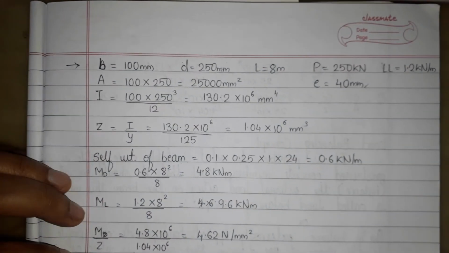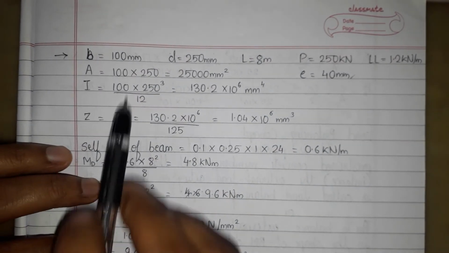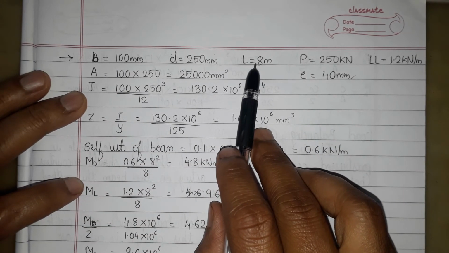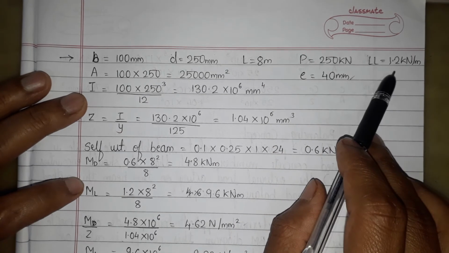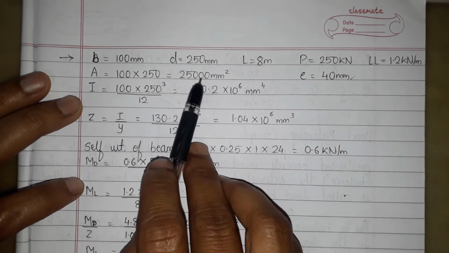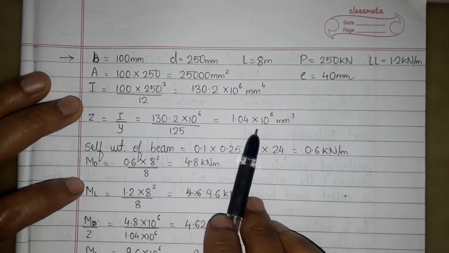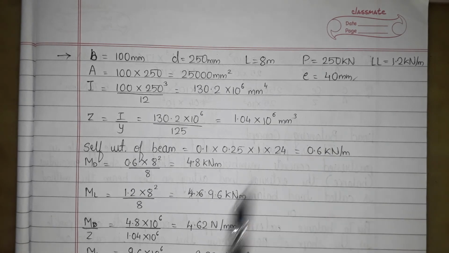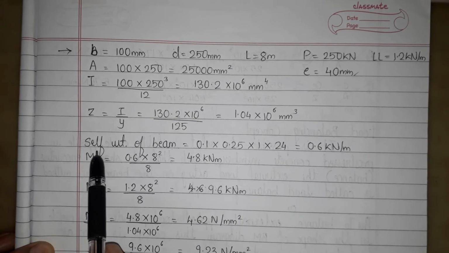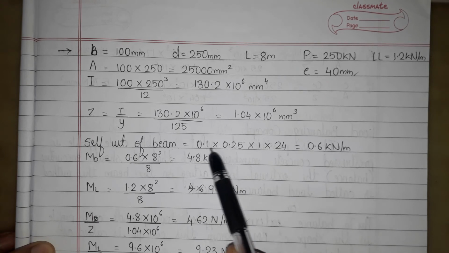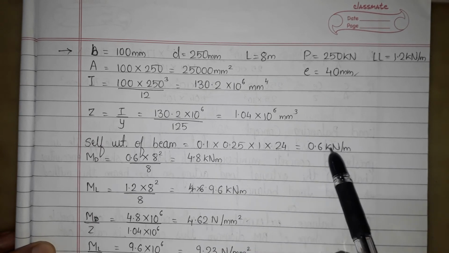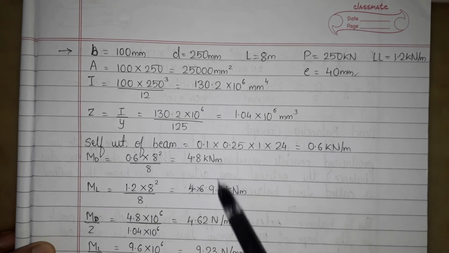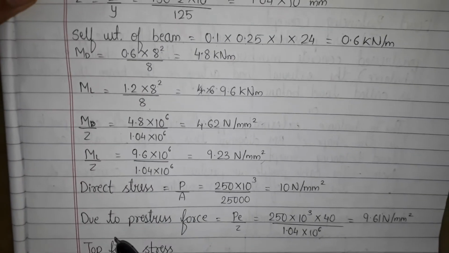So just look here at the given data, which is very important. B is 100 mm, D is 250 mm, L is 8 meter, P is given as 250 kN, live load is given. Then the area, moment of inertia, section modulus. After that e is given as 40 mm, it is given in the statement. Next is the self weight of the beam. We will calculate the self weight as 0.1 x 0.25, that is volume, into density 0.6. Then MD = WL squared by 8, ML = WL squared by 8, both at midspan. We are calculating at midspan.